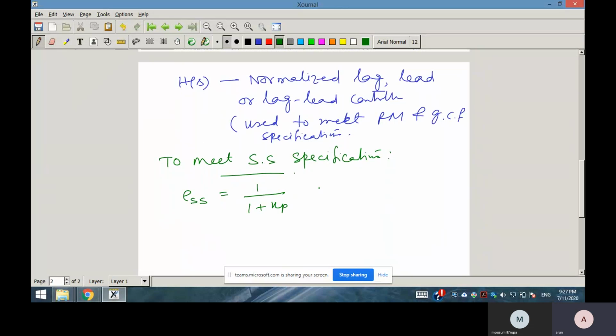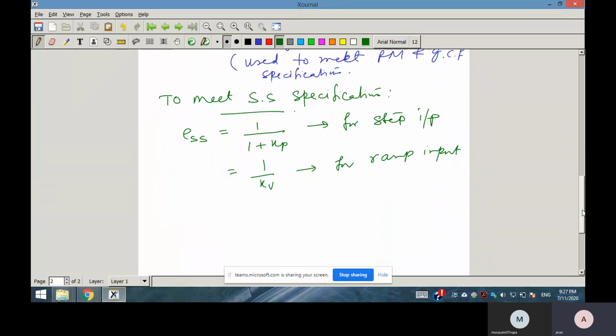So this is 1 by kp for step input, and equal to 1 by kv for ramp input. This is known to you. I think Professor derived all these things. So what is your KP? ESS means error, that means limit s tends to 0. ESS means steady state error.